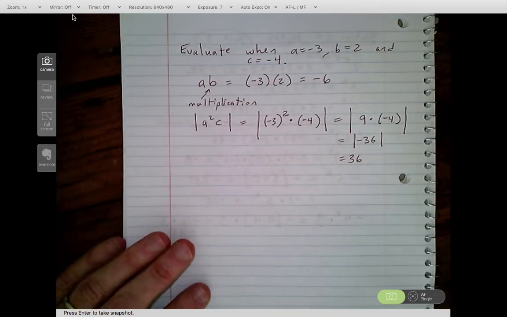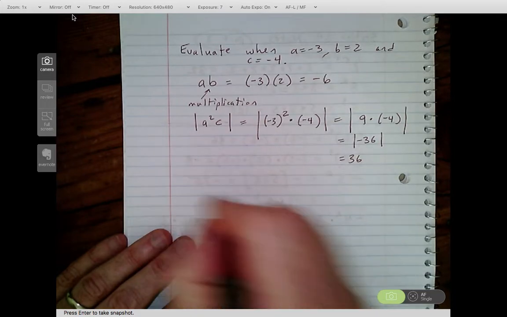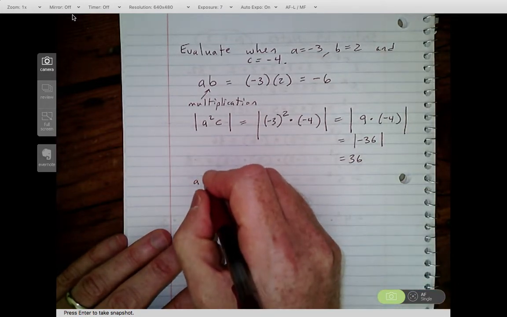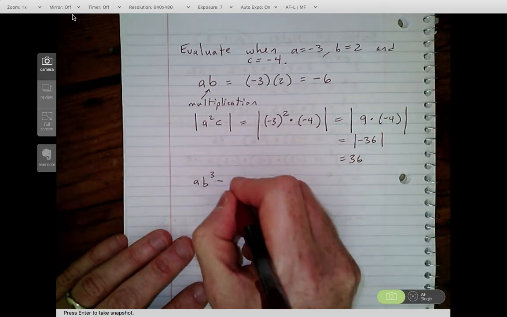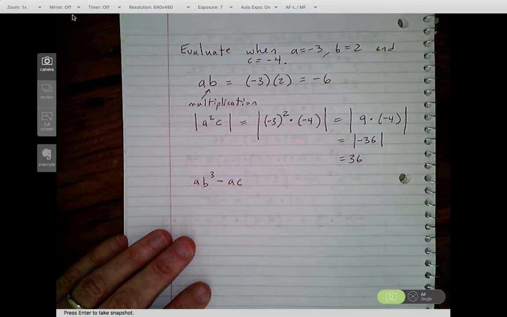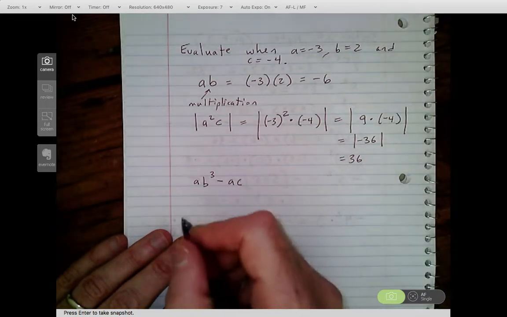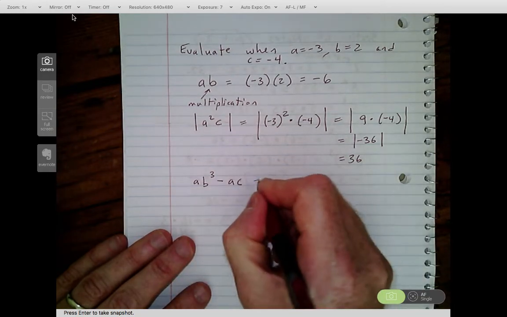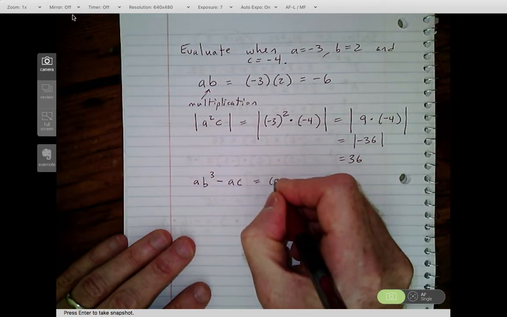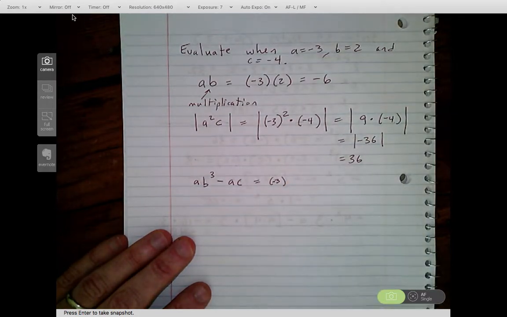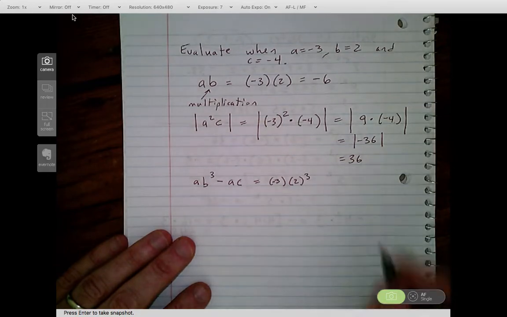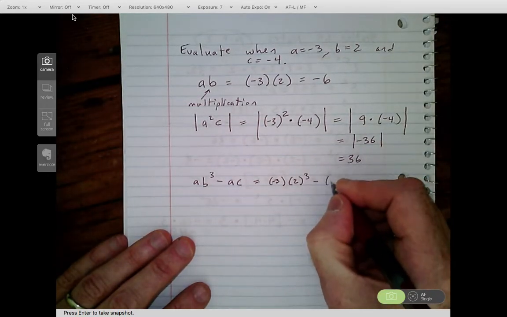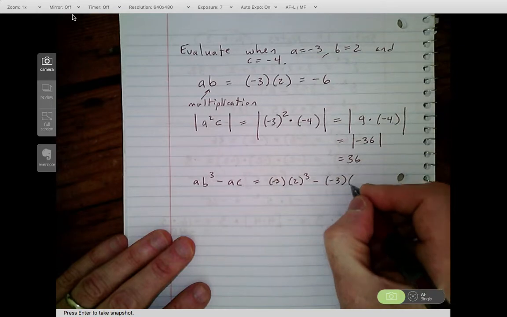Okay? One more of those, and this one's going to be a little crazy here. So we got a times b to the third power minus a times c. Okay, well let's substitute in and write down what those letters are equal to. So a is -3. Okay, b to the third, so b is 2 to the third minus a -3 times c -4.